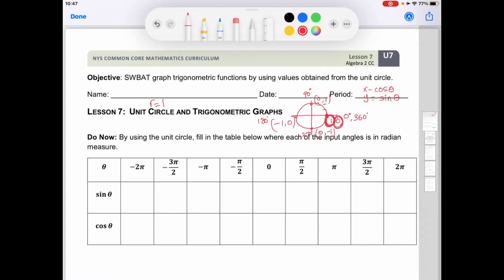So this is how you read it, which we've done in the past lessons, but I just want to quickly go over this. Now it's asking us, by using the unit circle, to fill in the table below where each of the input angles is in radian measure. Since it's in radian measure, what did I tell you? The first thing was to convert it into degrees, because it makes it so much easier and you see the translation. So 0 is 0 degrees. Remember, pi is 180.